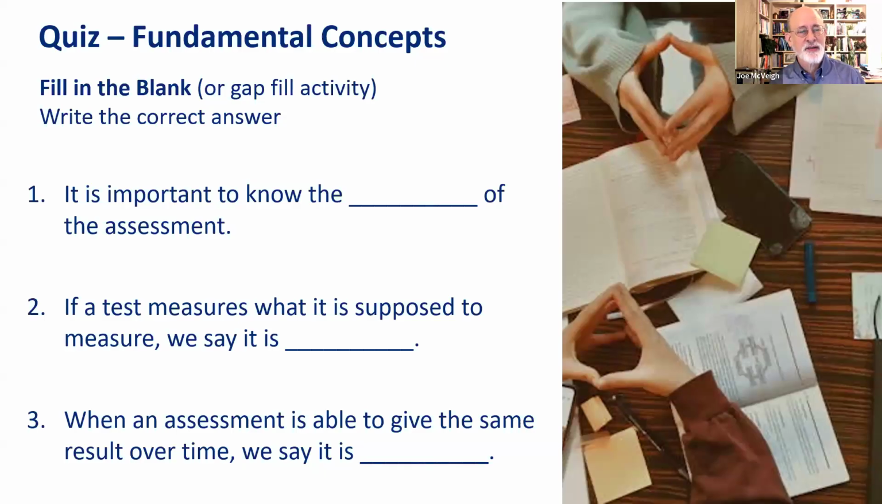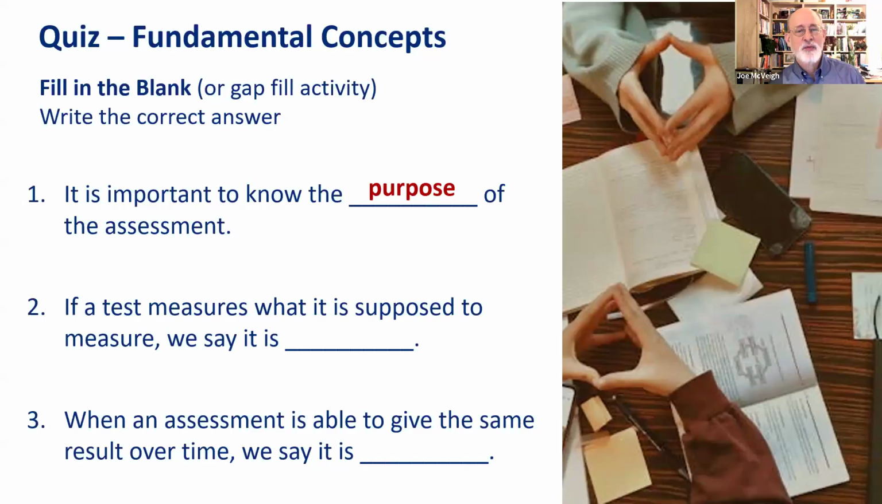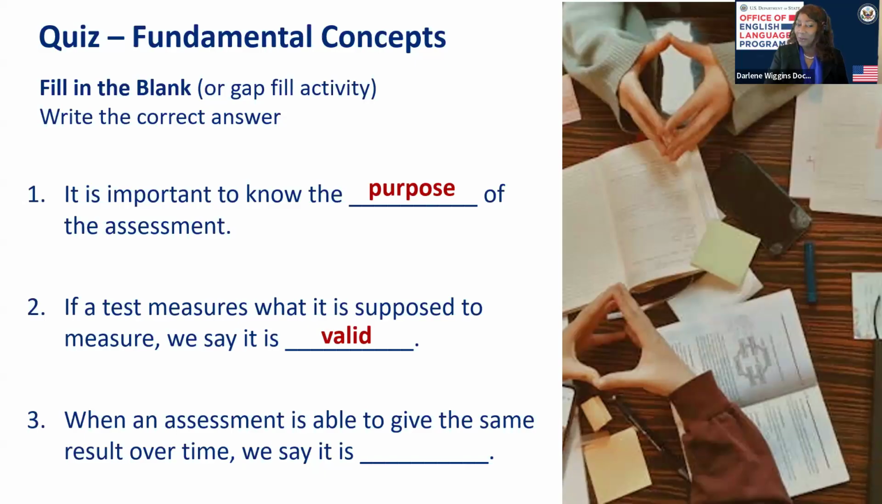So what do you think for number one? It's important to know the of the assessment. The purpose. It's important to know the purpose of the assessment. That's right. We want to know why we're doing it, right? And then if a test measures what it's supposed to measure, we say it is valid. And valid can mean either sort of strong or truthful. And three, when an assessment is able to give the same result over time, we say it is reliable.